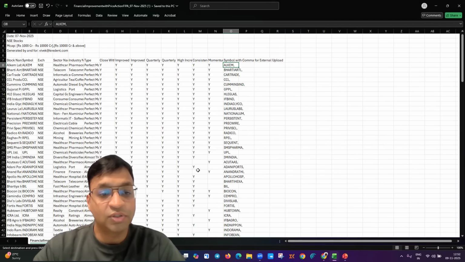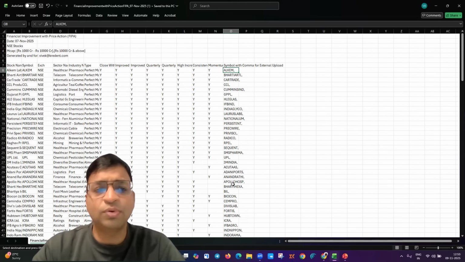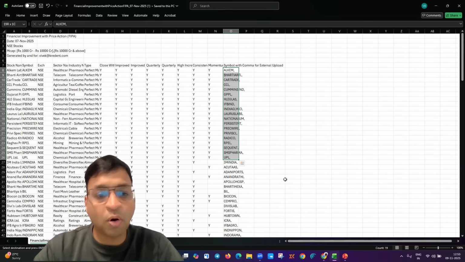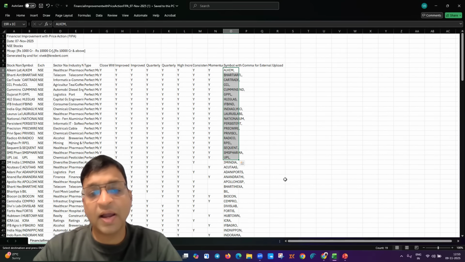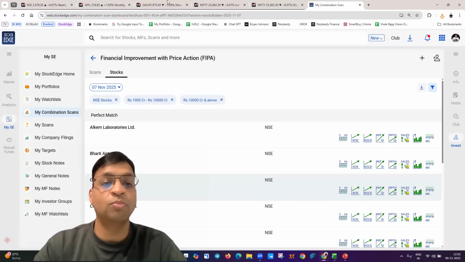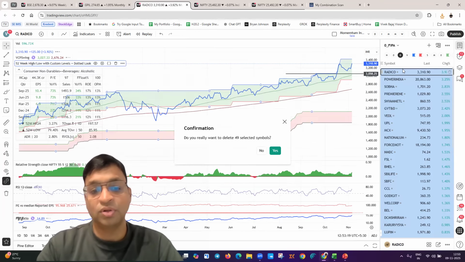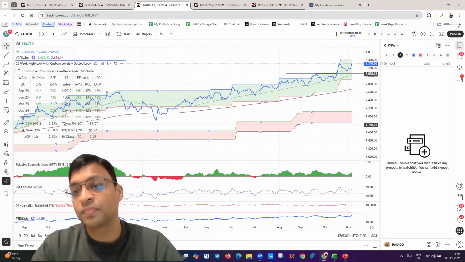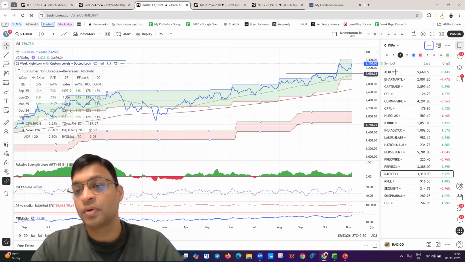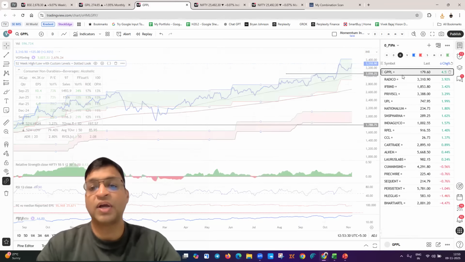And here we are. There is something called perfect match and there is something called almost there. I would suggest looking at perfect match because these are the stocks which satisfy all the criteria, and very highly likely these stocks will give you a sustainable momentum movement. Okay, now let's add all these stocks in TradingView. So let me delete the TradingView list here. All right, so if you can see, these are the stocks which I have.